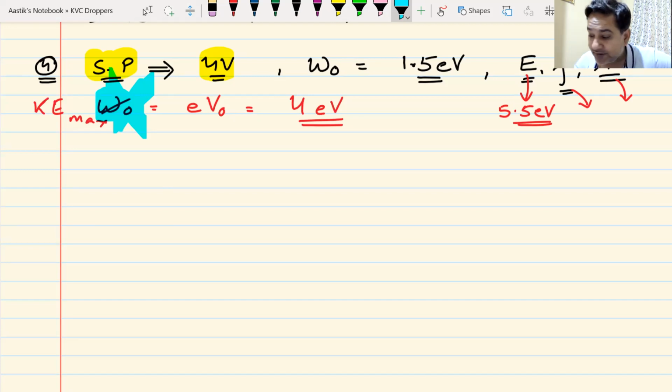So I know the maximum kinetic energy. This is how you convert stopping potential into maximum kinetic energy. That was the point I wanted to make. Got it?